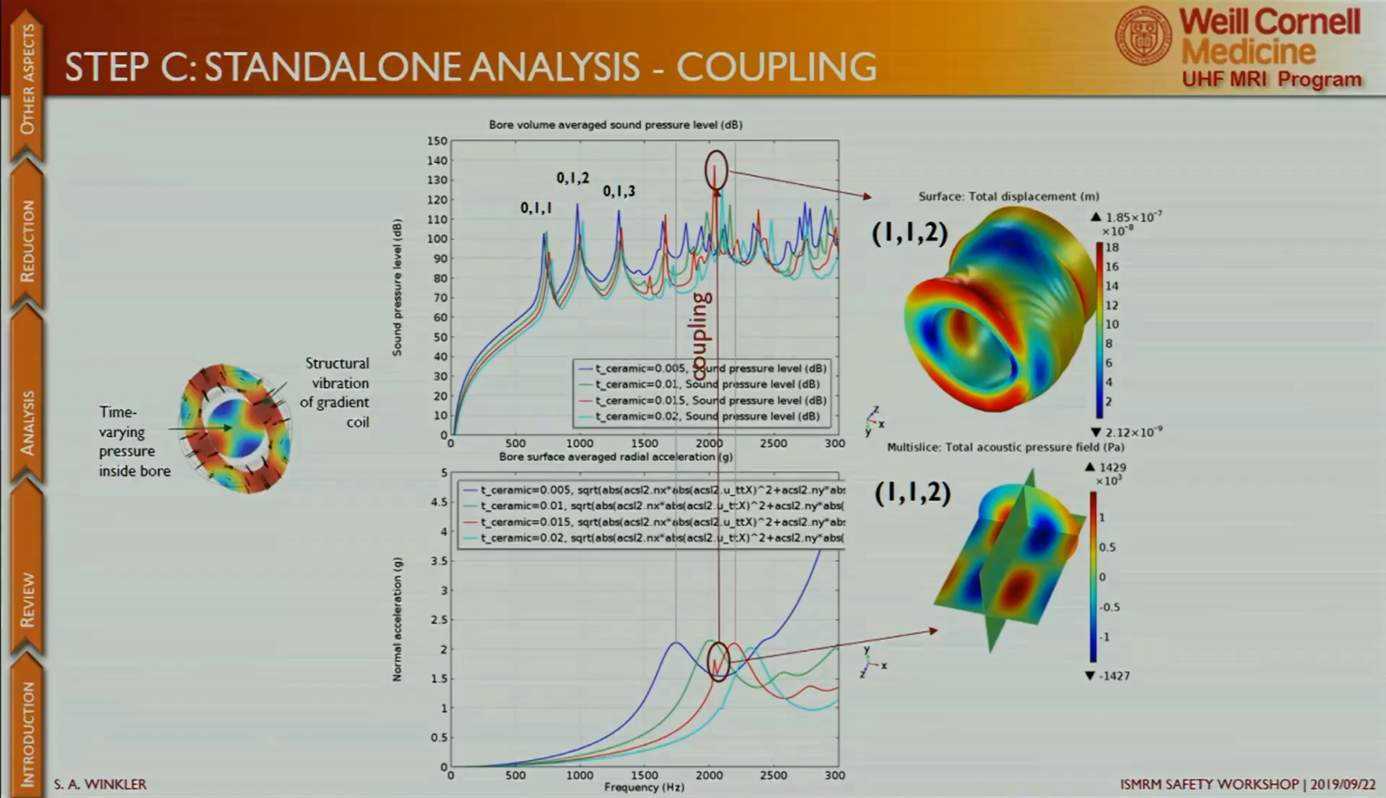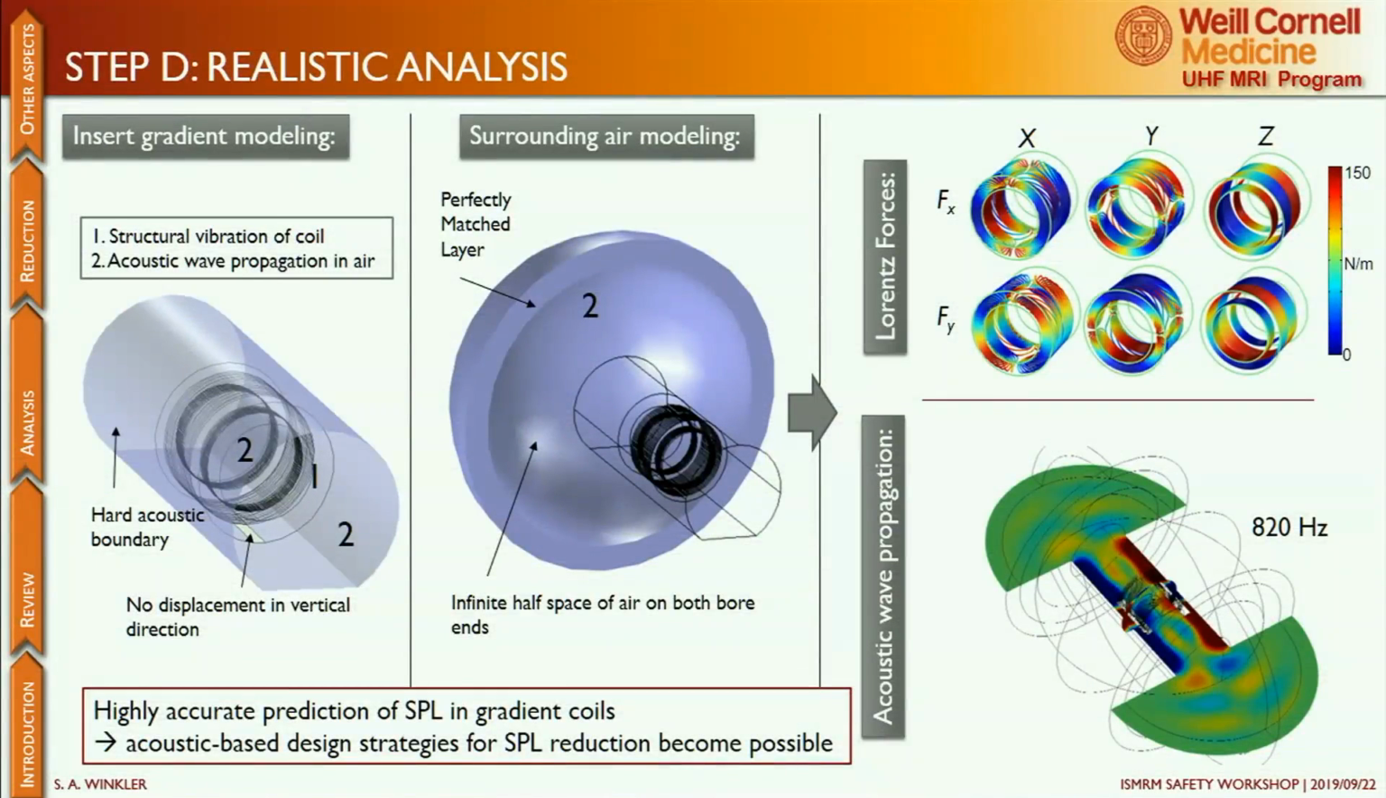So now we arrive at step D, which is actually the more realistic analysis. Step A to C was kind of more important to understand what's really going on, but step D actually corresponds to practice more. So in addition to the standalone coil, we added the warm bore as a hard acoustic boundary. We had the patient bridge. There's no displacement here, so the coil is fixed. You can also add more things, but it depends on how much time you want to spend on solving these things. So we also added surrounding air with an infinite half space of air using perfectly matched layers.